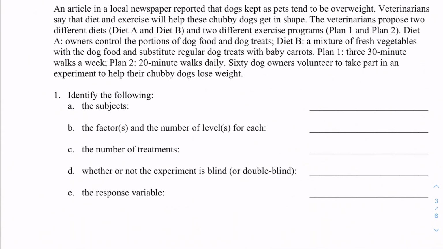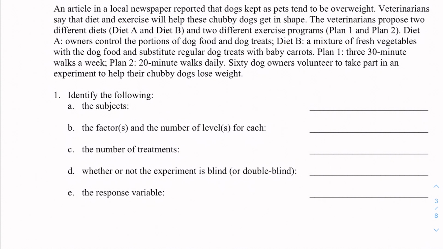Okay, we have 2 more pages, and both go towards experiments. We're identifying the different pieces, so the subjects, the factors, the levels, the treatments, whether the experiment is blind, single, or double blind, and the response variable, and then we're going to write out the design. So I'm going to read them, and then we're going to write out the different pieces.